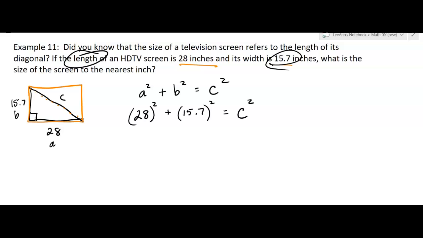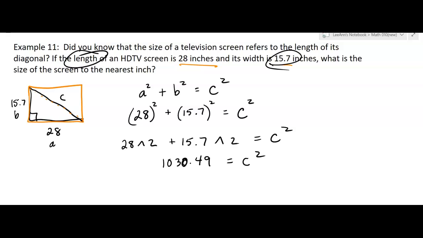Okay, so I'm pulling out my calculator, I'm going to go 28 to the second power plus 15.7 to the second power, and it's going to give me a number. Okay, so let me put this in my calculator, 28 to the power of 2. I think I actually have a squaring button, but plus 15.7, and I'm going to raise that to the second power, and I get this. 1030.49. That's what I get for the number.